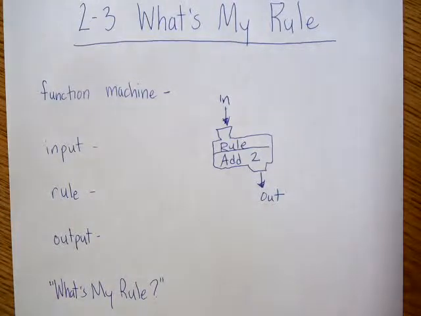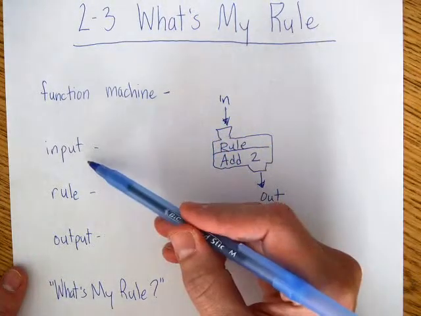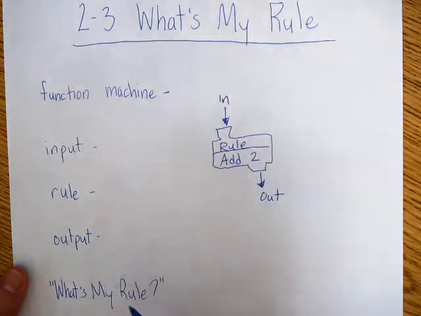This is lesson 2.3, What's My Rule? This is the parent help video for grade 3 Everyday Math. The new vocabulary words we're going to be talking about today are function machine, input, rule, output, and what's my rule.